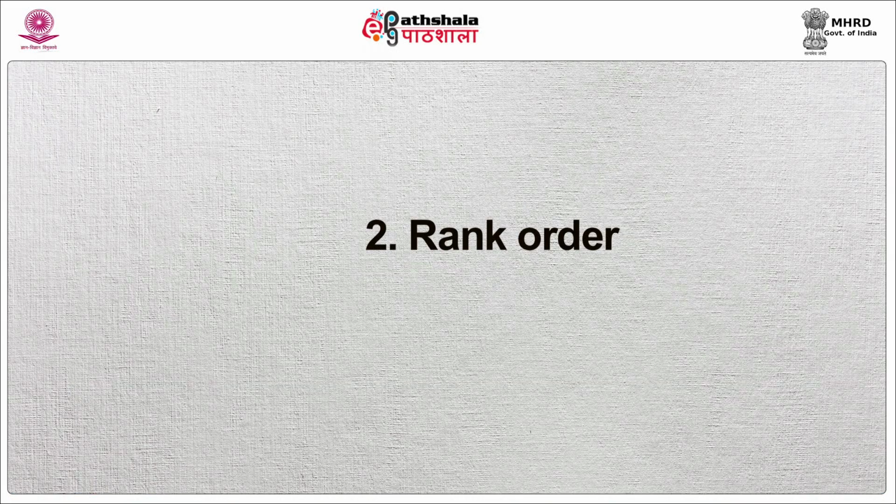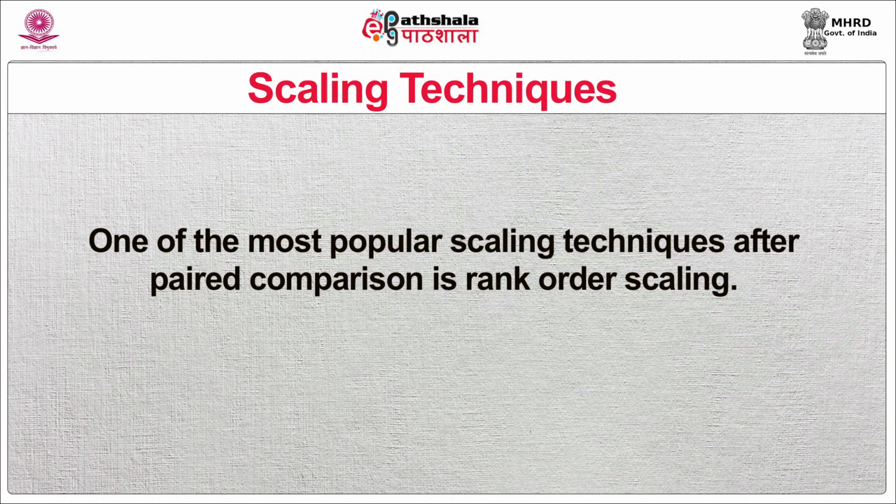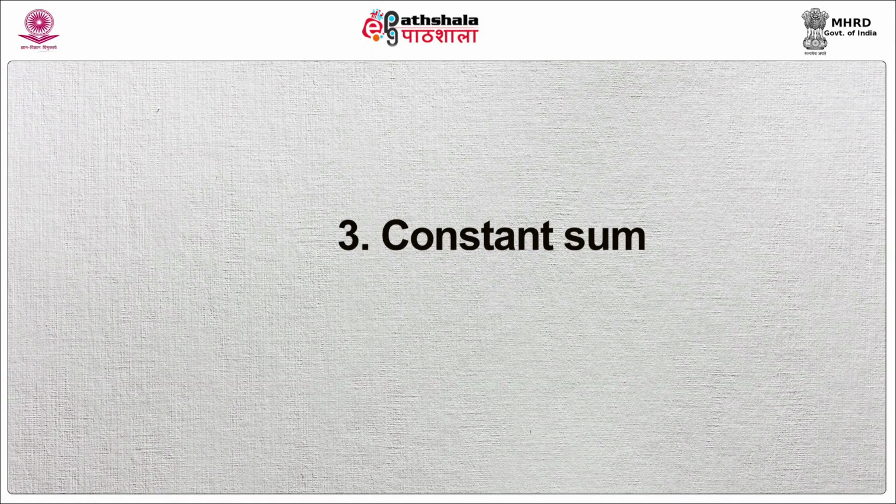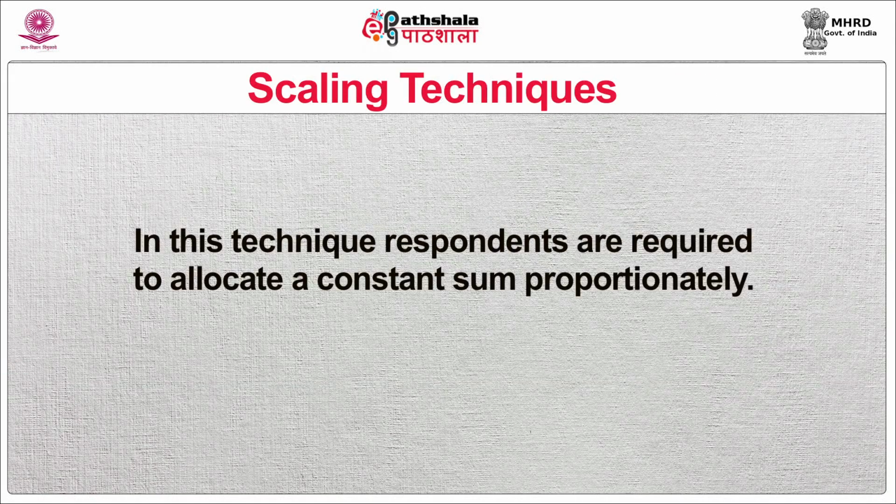Second is the rank order. One of the most popular scaling techniques after the paired comparison is the rank order scaling. In this technique, a respondent is given a set of options and asked to order them in increasing or decreasing order. The third, the constant sum. In this technique, respondents are required to allocate a constant sum proportionately. For example, a customer might be asked to distribute 1000 rupees across 4 or 5 requirements that they have.